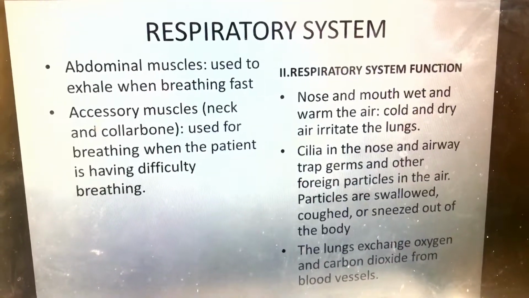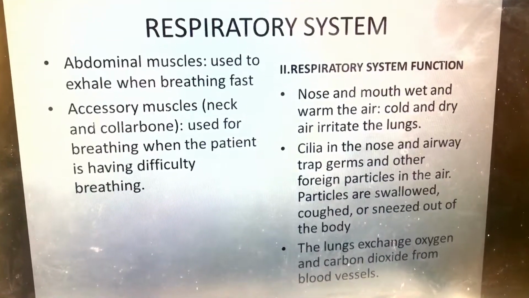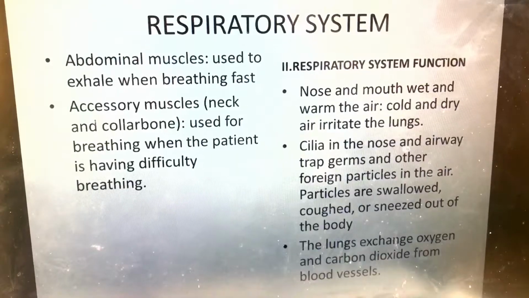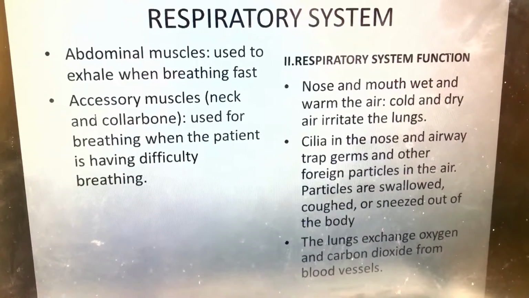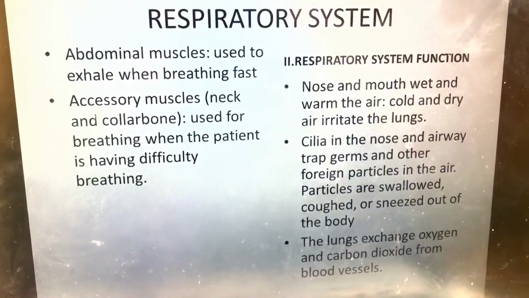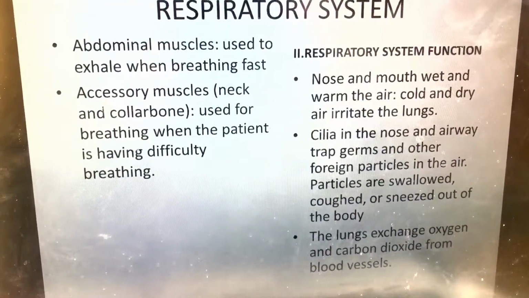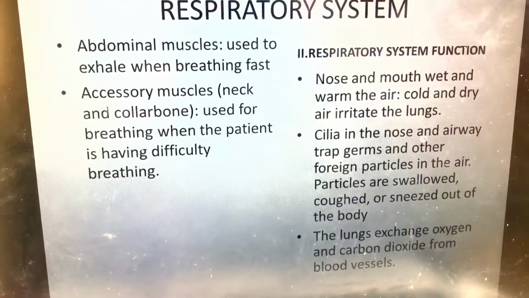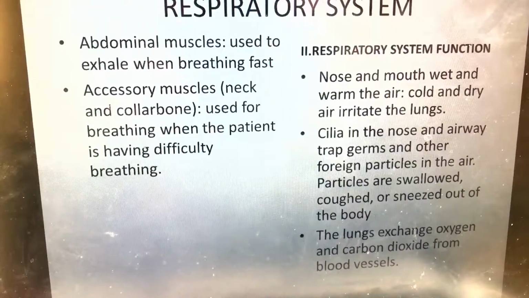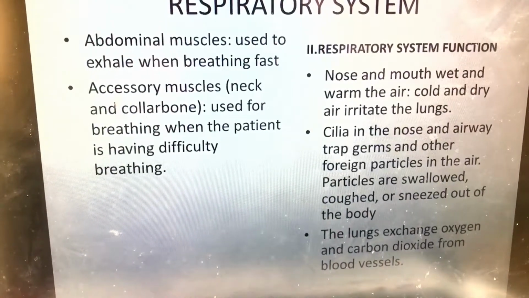We have also abdominal muscles. The abdominal muscles are used to exert when breathing fast. We have also accessory muscles, in the neck and the collarbone, which are used for breathing when the patient is having difficulty breathing.